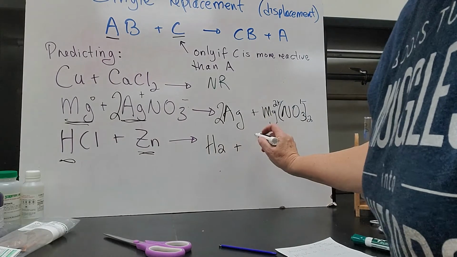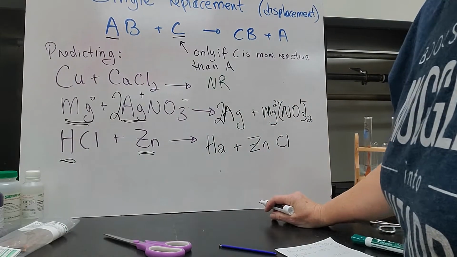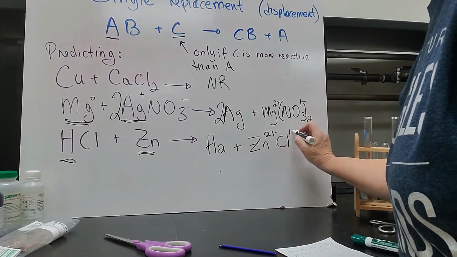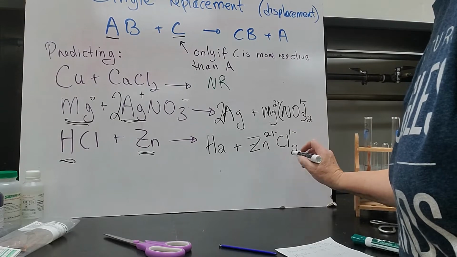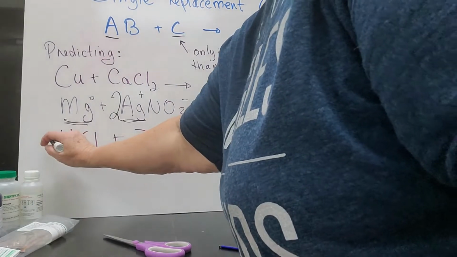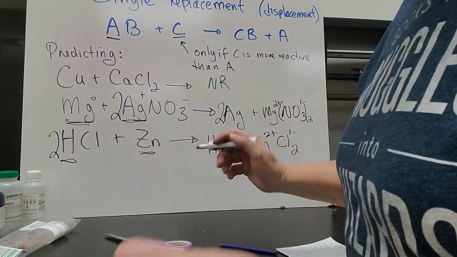All right, so zinc is now going to join up with the chlorine. Okay, I've got to check my charges. 2 plus, 1 minus, crisscross. That means I have 2 chlorines on this side, so I have to have 2 over here. Then I have 2 hydrogens. I have 2 hydrogens, so good.